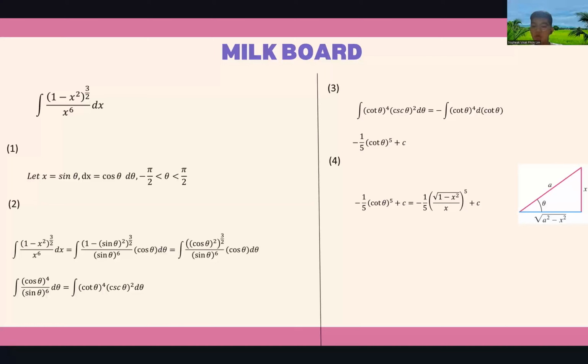So the cotangent of theta equals the adjacent side over the opposite side. So the adjacent side equals the square root of 1 minus x squared and the opposite side is x. So we have the final answer, which is minus 1 over 5 times the square root of 1 minus x squared over x, to the power of 5, plus c. So this is the end of my example.